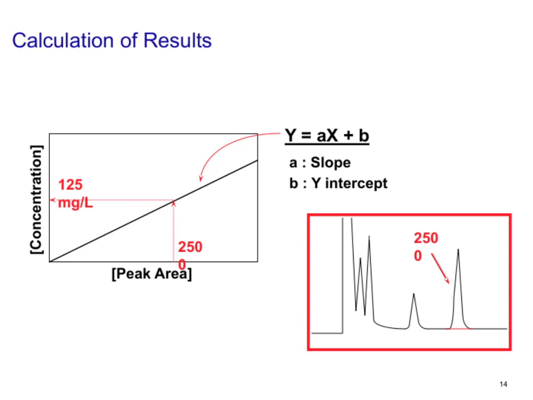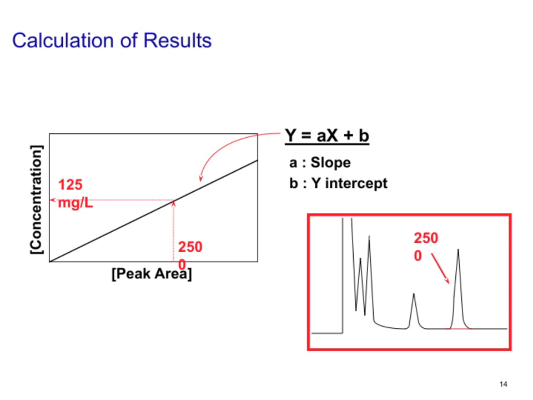Let's take a closer look at how we calculate our results. On this slide, you see the number 2500, which represents the peak area we obtained from our analysis. When we talk about concentration, such as the 125 mg/L shown here, we're referring to the amount of substance in our sample. The key concept is that there's a direct relationship between the peak area and concentration, which we express using the equation y equals ax plus b here.